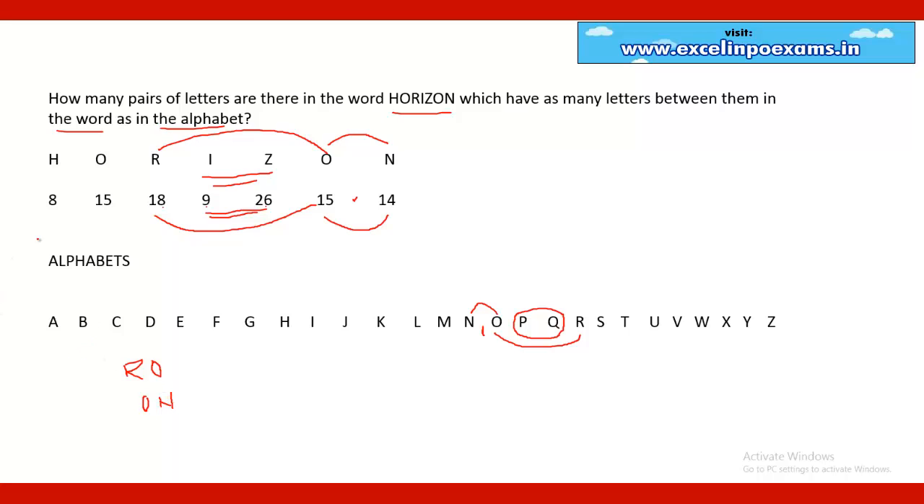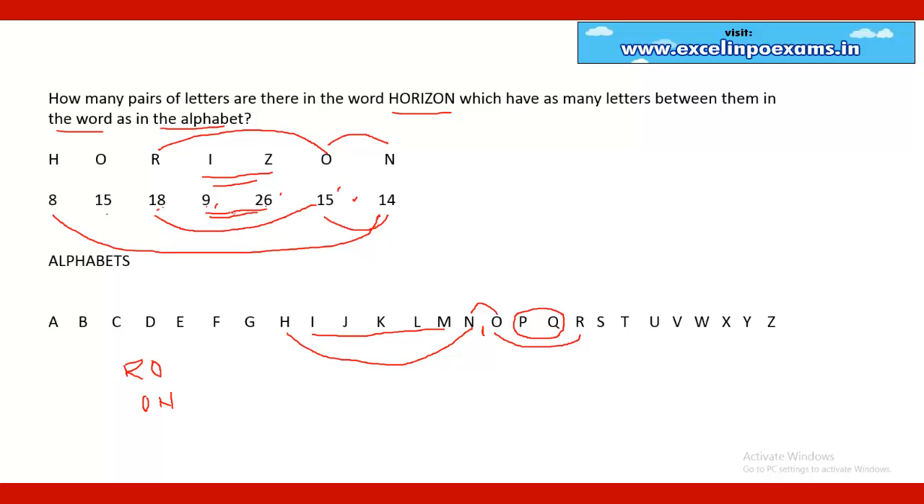Then another is 8 to 14. See here, such a big gap: 8, 9, 10, 11, 12, 13 and 14. So between 8 and 14 how many digits are there? 1, 2, 3, 4 and 5. This shows that between H and N in the alphabets there are 1, 2, 3, 4, 5 letters.